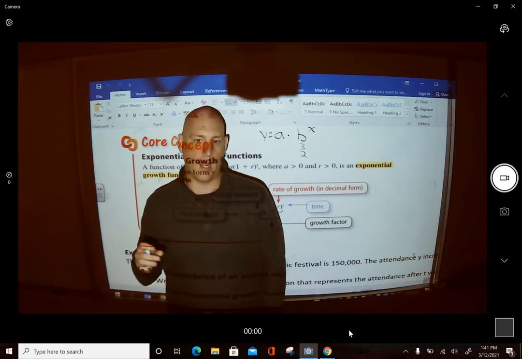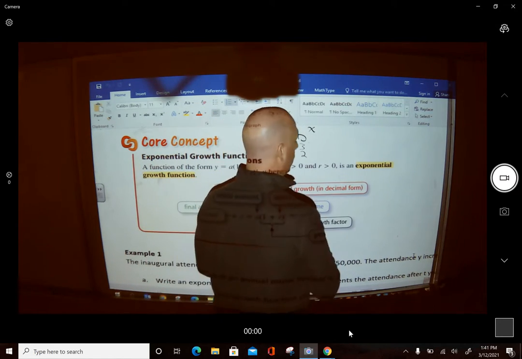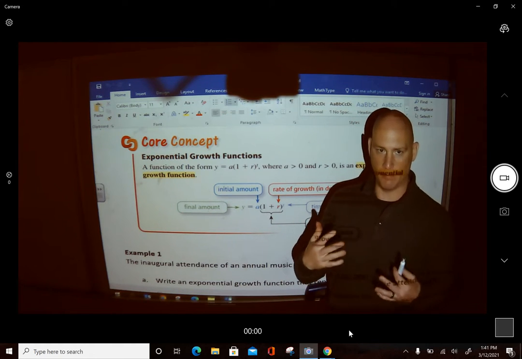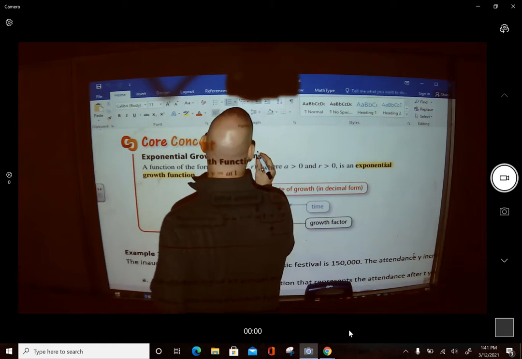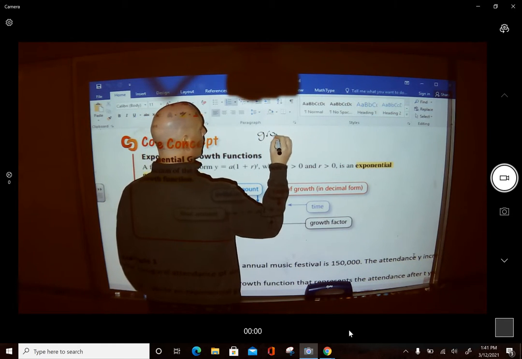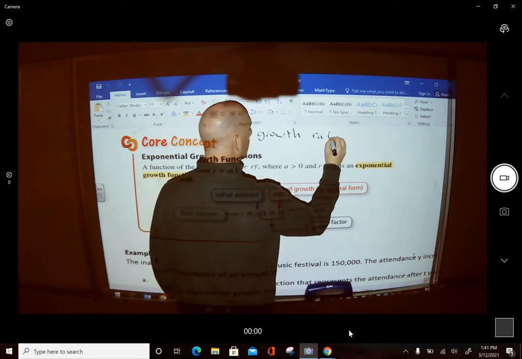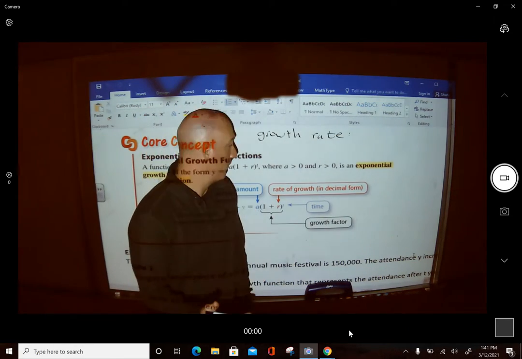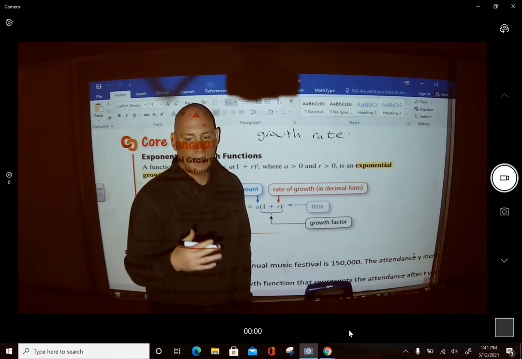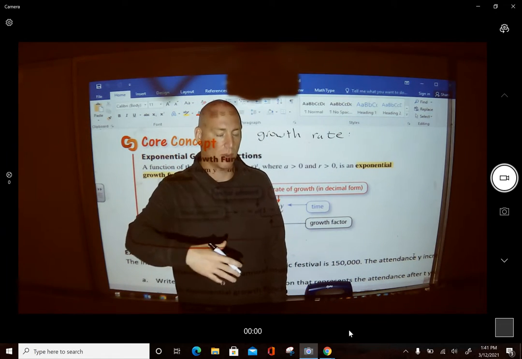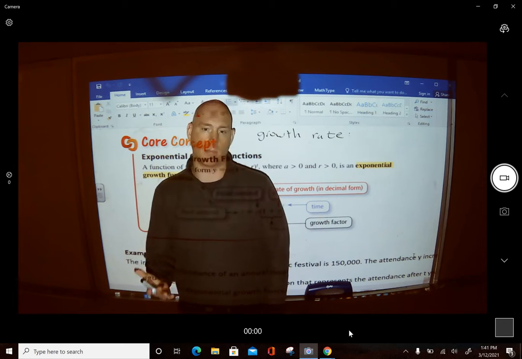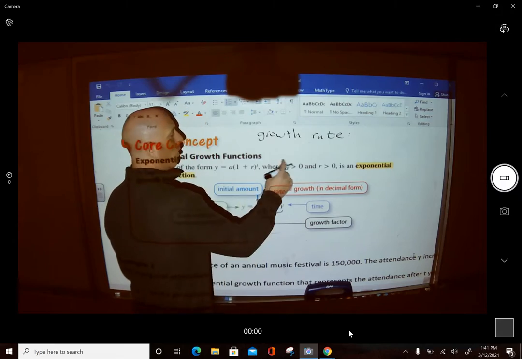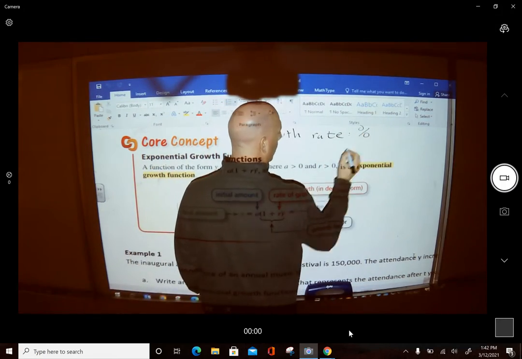Sometimes, very often, what happens in the real world, things don't just double or triple. They grow by a percentage of themselves. So what we're going to say is we have a growth rate. That can be given in the story problem, typically. Your growth rate is how much you grow by as a percentage every round, whatever you're measuring by. It could be a day, a month, a week, an hour, whatever. Your growth rate is some percentage.